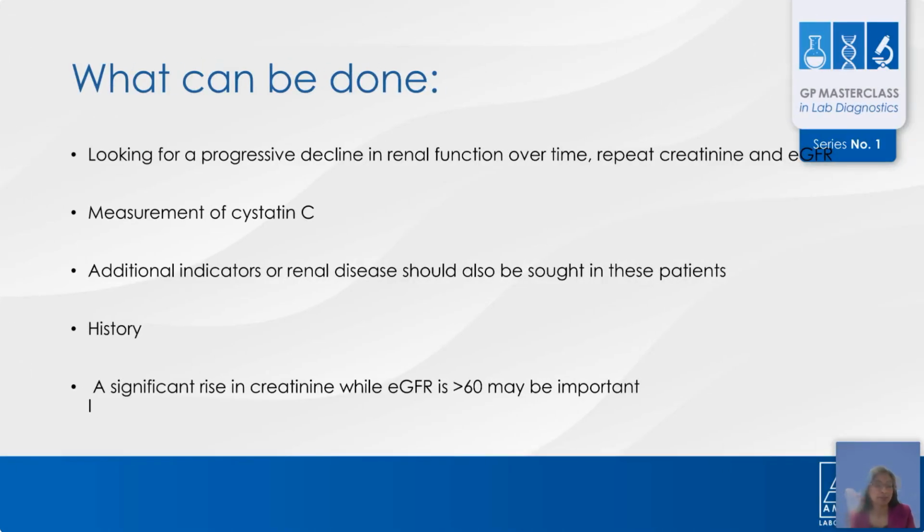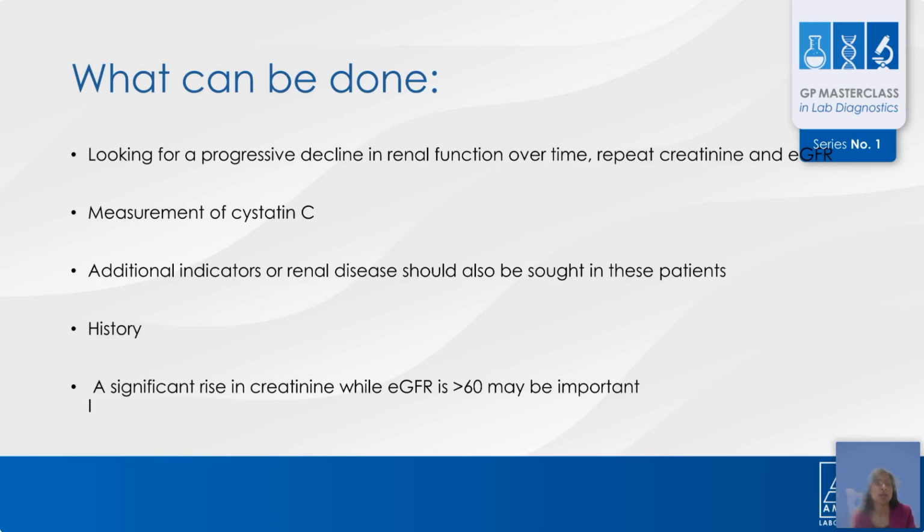Well, number one, we need to look for a progressive decline in renal function over time. So as I've mentioned, repeat creatinine and eGFR is important. We can use cystatin C, as I showed you in the last slide. Cystatin C is a different biomarker of kidney function, and it is very useful to combat the non-GFR determinants.